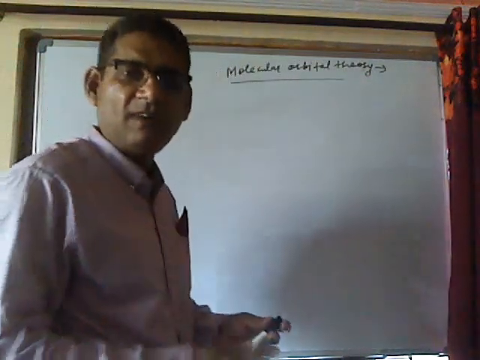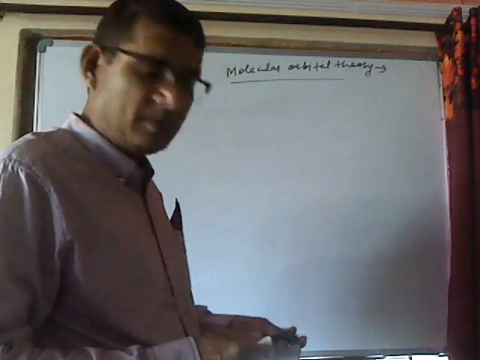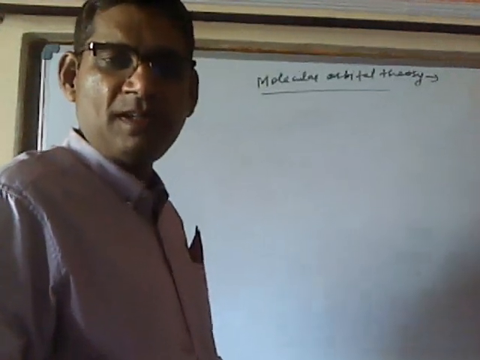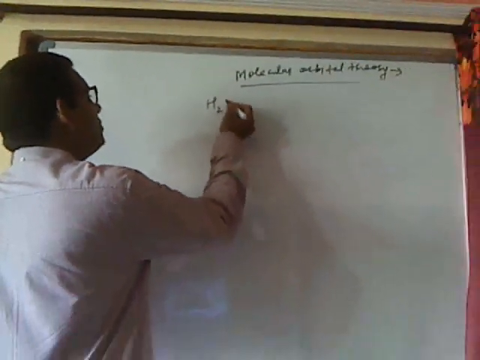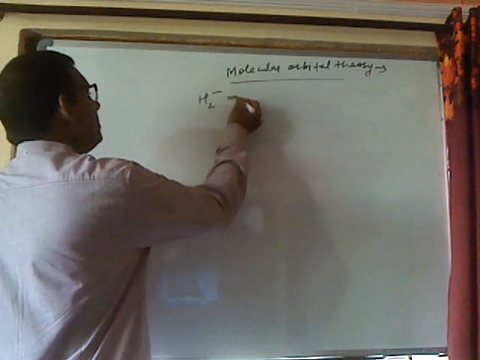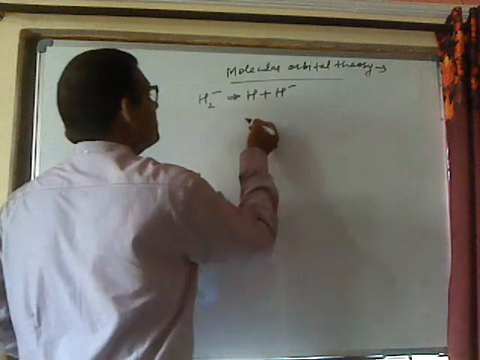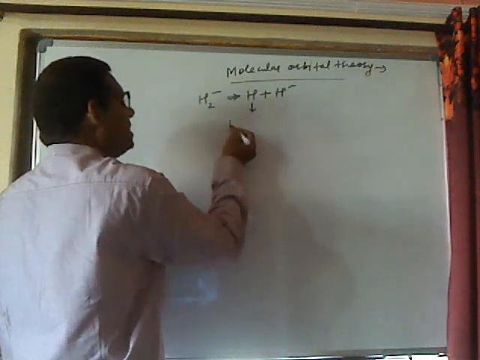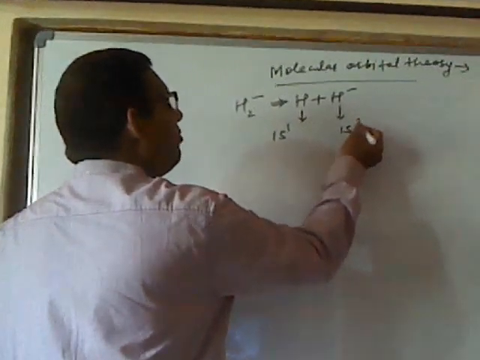Suppose they have given a molecular orbital diagram for H2 plus or H2 minus. H2 minus means H plus H minus. The electronic configuration of H will be 1s1 and the electronic configuration of H minus will be 1s2.